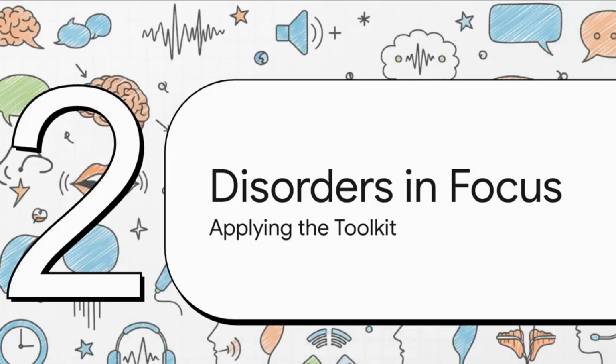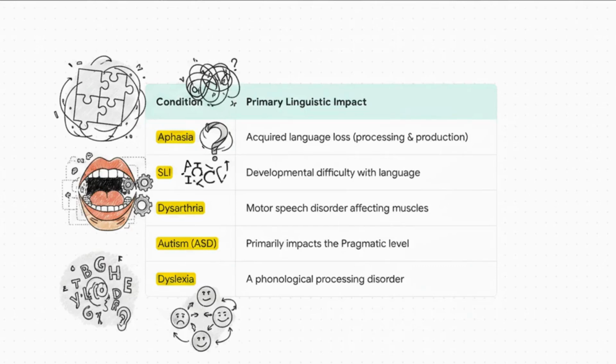So we've got our toolkit all laid out. Now for the really interesting part, let's see how we can actually use these tools to understand some specific disorders that you're probably going to read about in your textbooks. Okay, this chart is super helpful. Let's break it down. First up, aphasia, which can happen after a stroke.